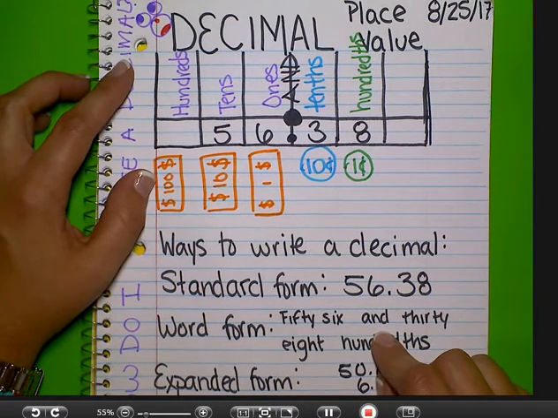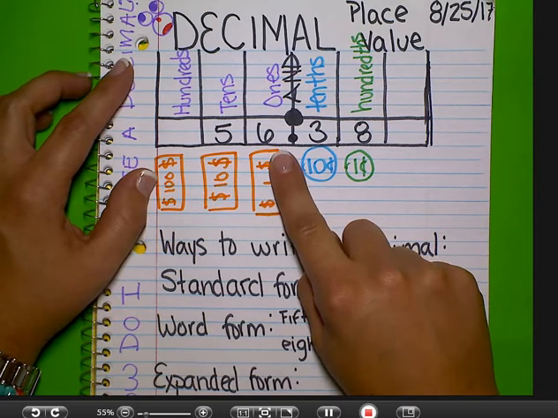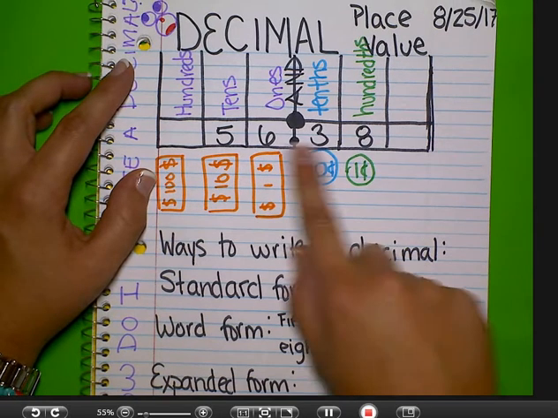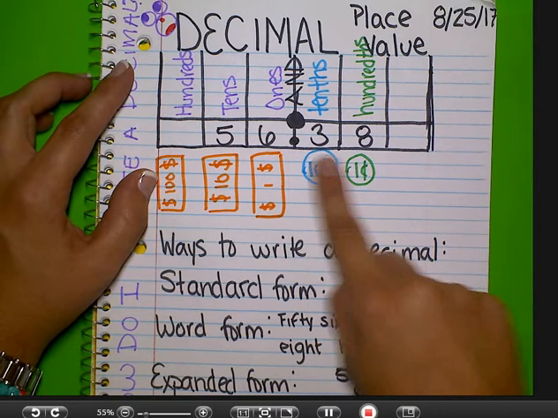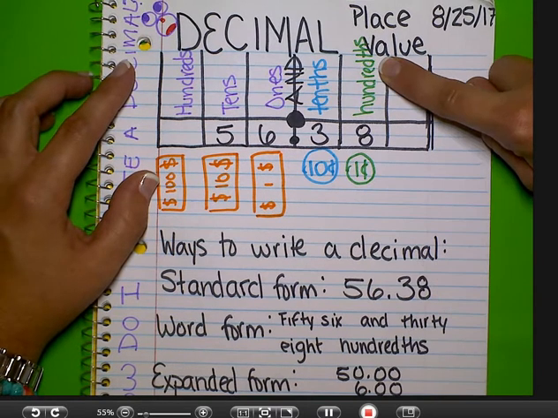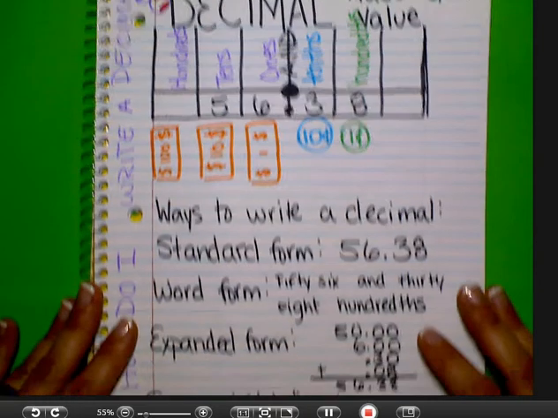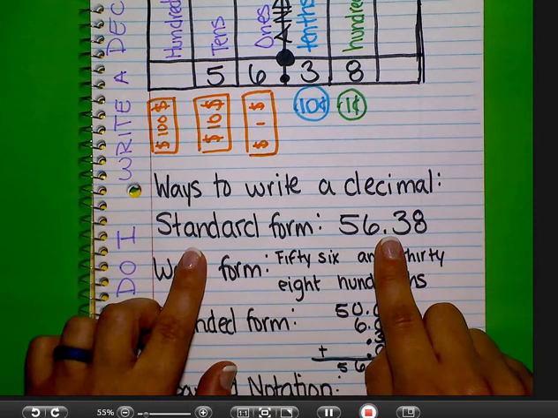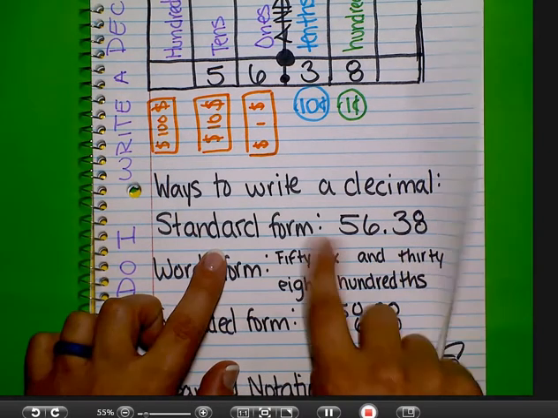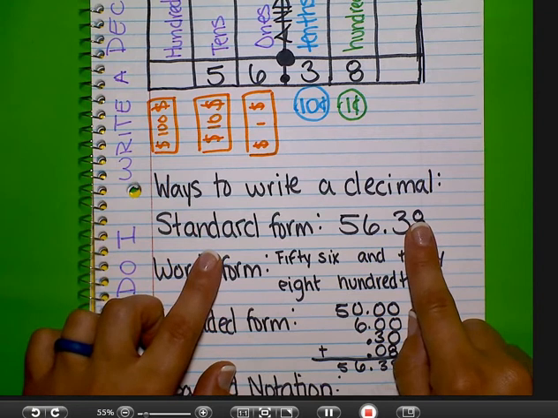Also, in addition, whenever you have a decimal, you have to say "and." The number that is written here is 56 and 38 hundredths. Okay? So now we're going to go down to ways to write a decimal. This is standard form. Standard form is just a numerical value, how we normally see numbers. That's it. Everyone should have a very simple time doing this part.